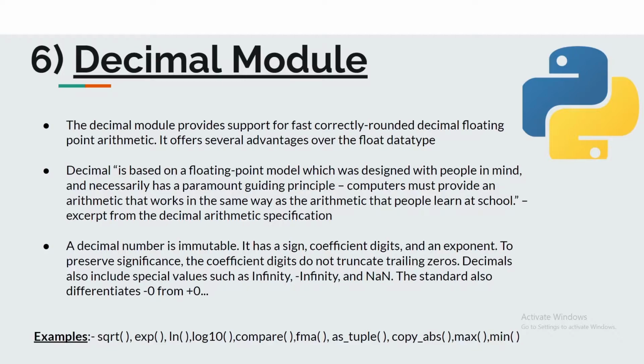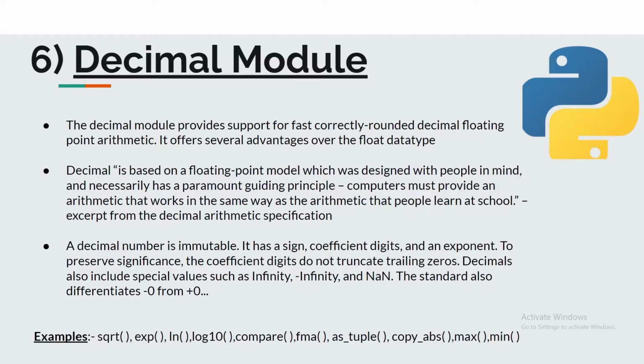So a decimal number is immutable. It has a sign, coefficient digits, and also an exponent. To preserve significance, the coefficient digits do not truncate trailing zeros. Decimal also includes special values such as infinity, minus infinity, and NaN, which stands for not a number. The standard also differentiates between minus 0 and plus 0.